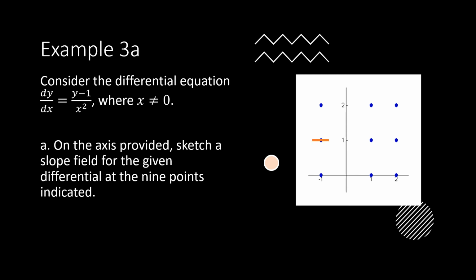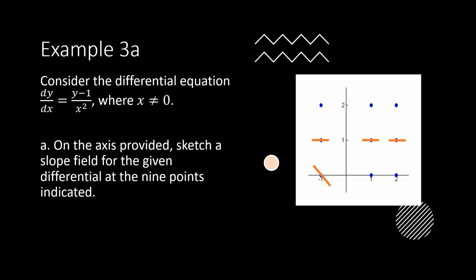So like if I plug in the point negative 1, 1, I would get 0 out because I have 1 minus 1 on top, and then negative 1 squared is 1, so I get 0 over 1, which is 0. So I'm drawing a horizontal line to indicate a slope of 0. If I do the same thing for 1, 1, I get 0, and I'm also going to get the same thing for 2, 1, because all of those have a y value of 1, which is going to leave me 0 in my numerator.